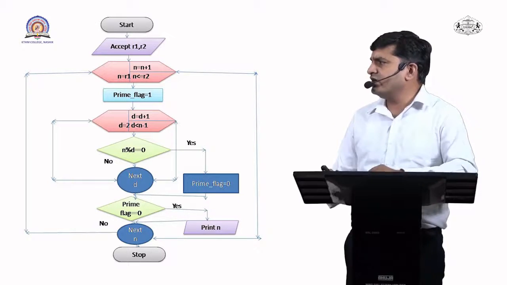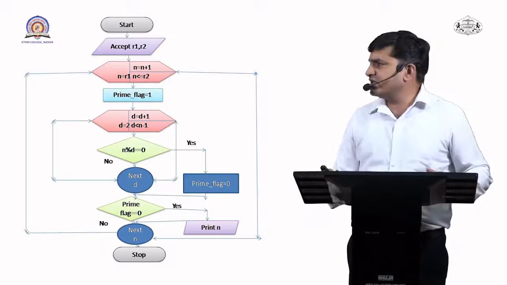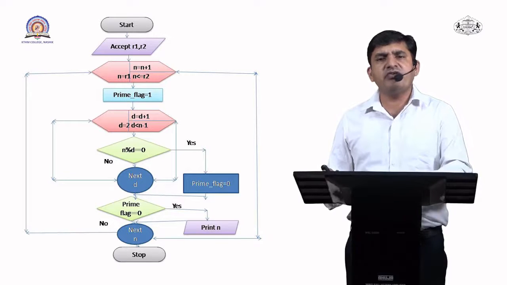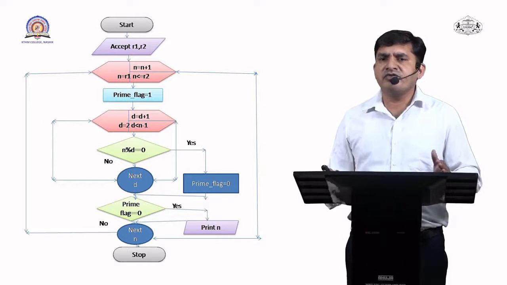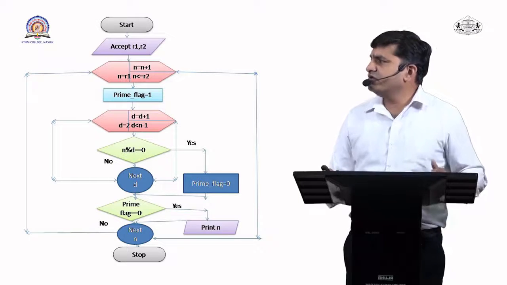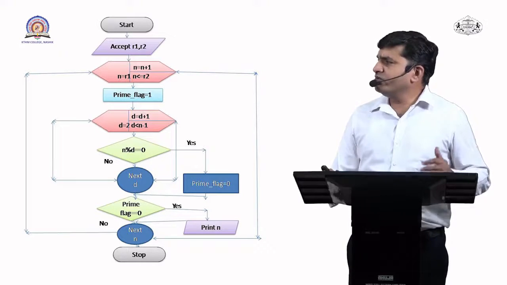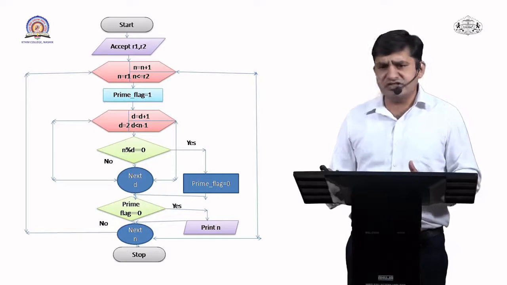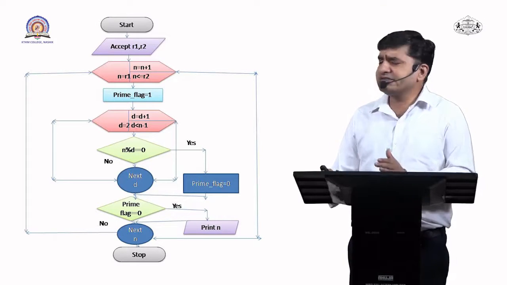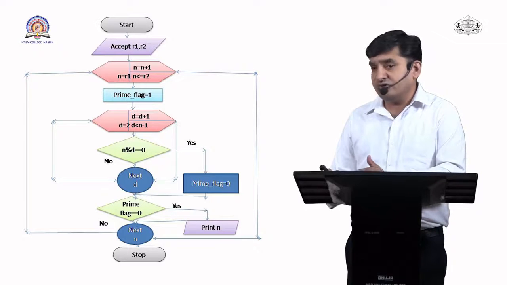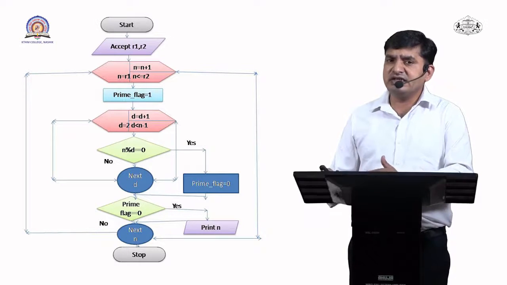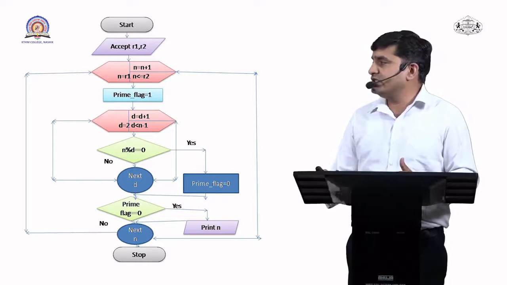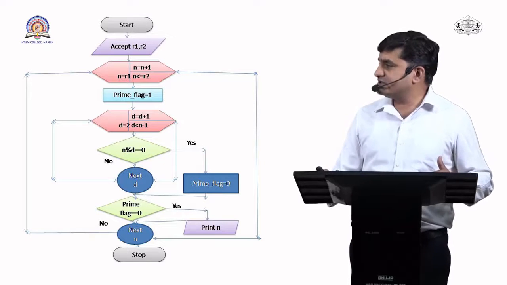Now this is the flowchart. The first step is start, then accept R1 and R2, that is the initial value and final value, or simply the first number and last number. Then here we consider n is equal to R1. This is the initialization. Now n is less than or equal to R2 is used to check the condition, and n is incremented by 1, so n is equal to n plus 1.